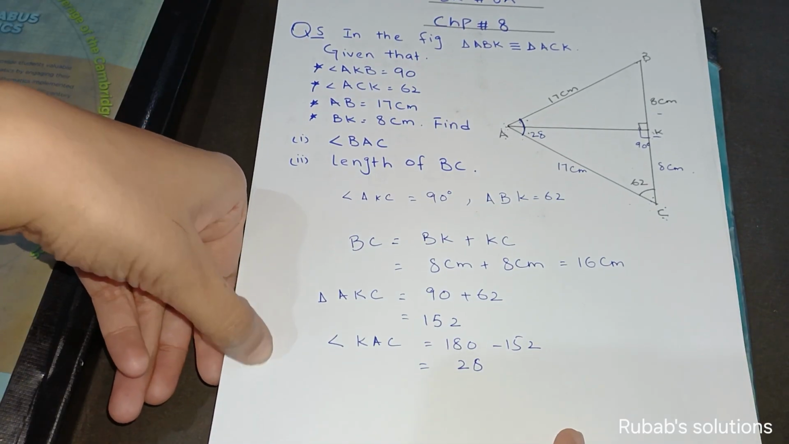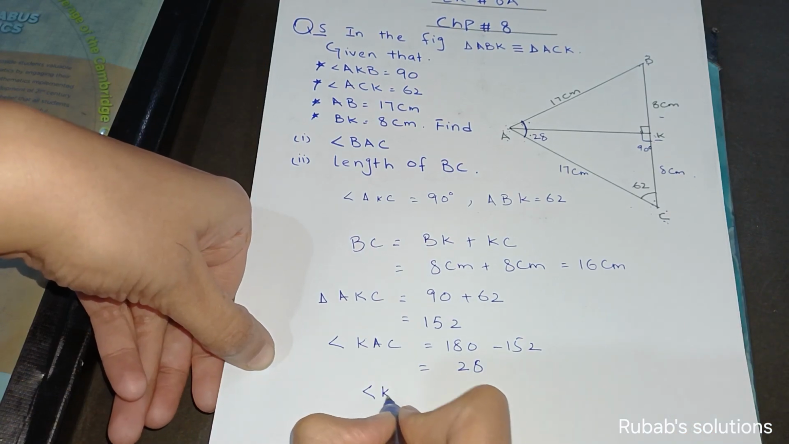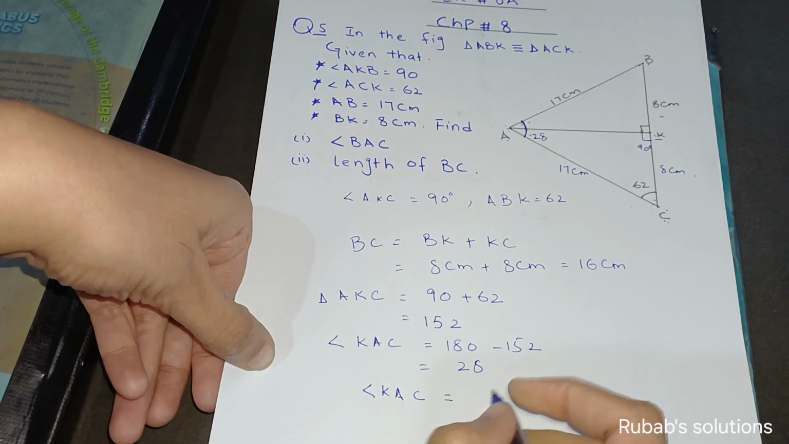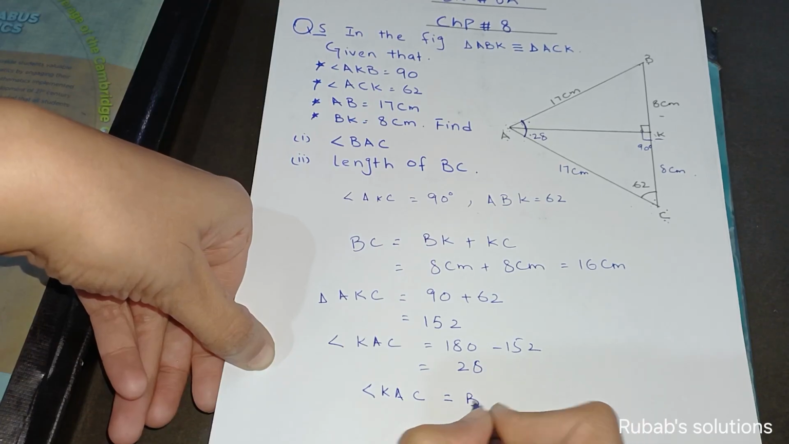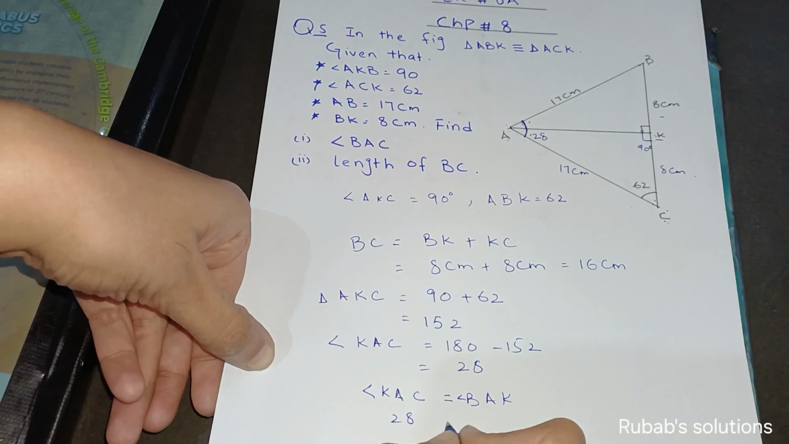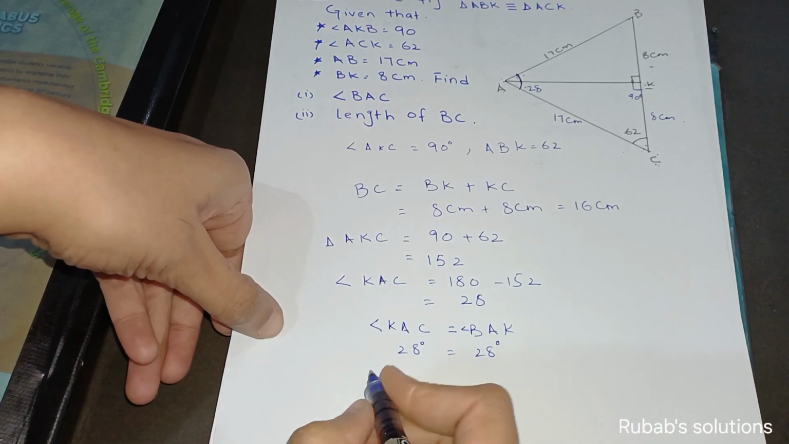Because the two triangles are congruent, angle KAC and angle BAK are equal. If this is 28, then the other angle is also equal to 28. And I have to find the complete angle.